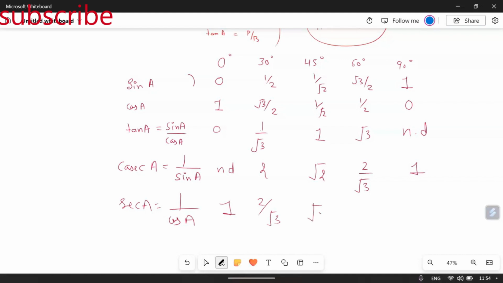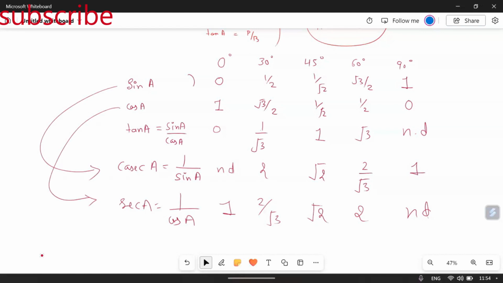This will be your root 2. 1 upon 2, that will be this. And 0 upon 1, so 1 upon 0 is not defined. So I am connecting the sine with cosec and the cos with sec.